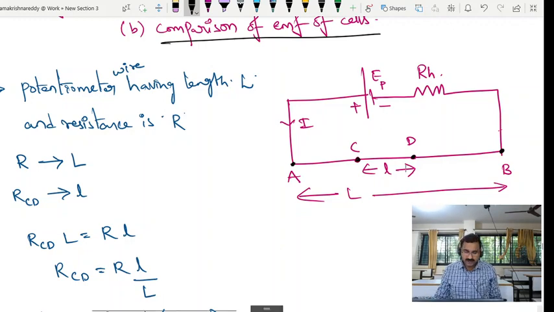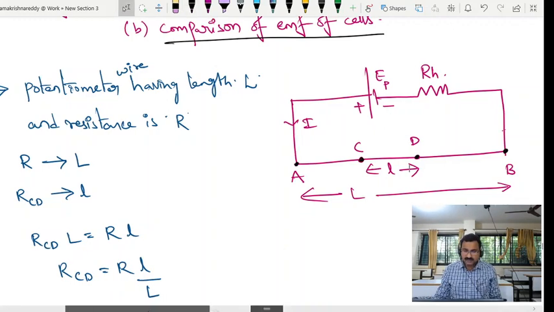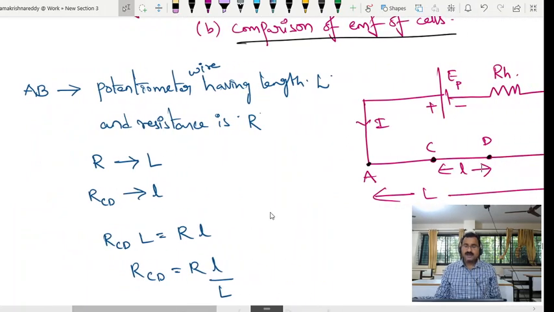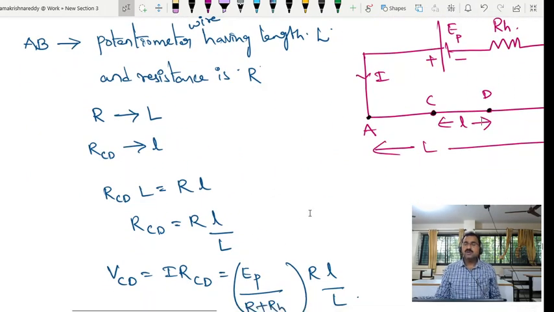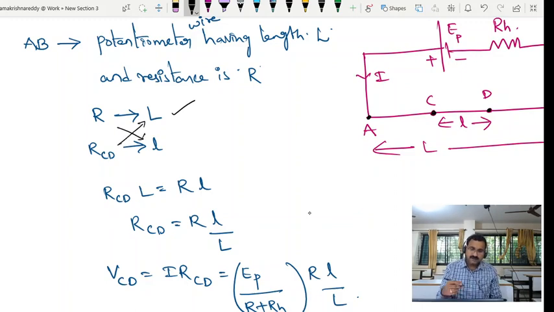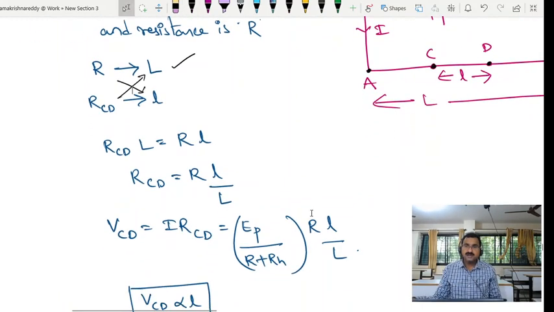Nothing but potentiometer wire we are taking there. The length of the potentiometer wire is L and its resistance is R. Then I want the resistance of the CD portion only. Total length L has resistance R. What is the resistance of only the CD portion? Its length is small l. Just cross multiply, and in this way we get the resistance of the CD portion: RCD is equal to R into small l divided by capital L.